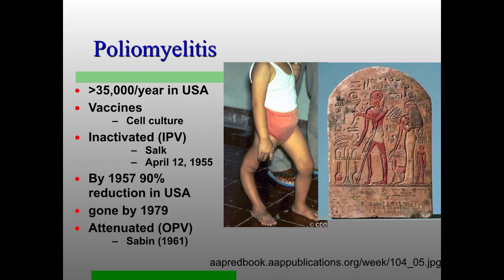Attenuation is just taking a virus, growing it, usually in cell culture, for multiple what we call passages. So you grow the virus, you infect the cells, you grow the virus, you infect the cells. You do this literally hundreds of times. And then you end up with a virus which still gives a good immune response, but no longer causes disease.